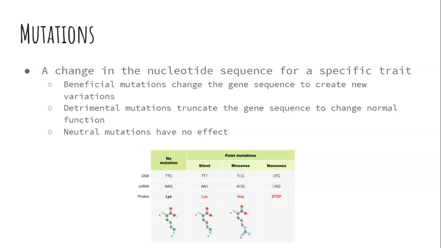Now mutations. There's a few types of mutations, and we'll get more into this later, but the general definition of a mutation is a change in the nucleotide sequence. Sometimes mutations can be beneficial, which means the change created new variations that are helpful to the organism in some way. It can be detrimental, where they truncate the gene sequence, delete certain areas, add new areas, or make the gene non-functional, changing it from a functional to a non-functional gene. Or it can be a neutral mutation, meaning something changed, but the outcome was the exact same.